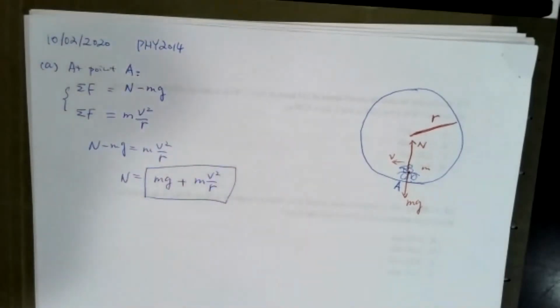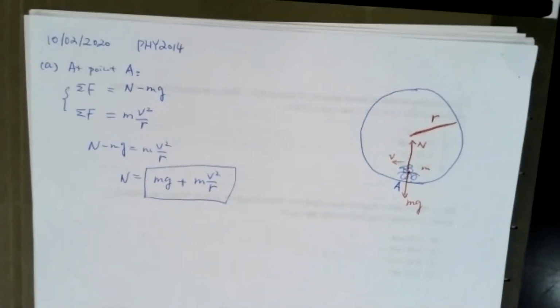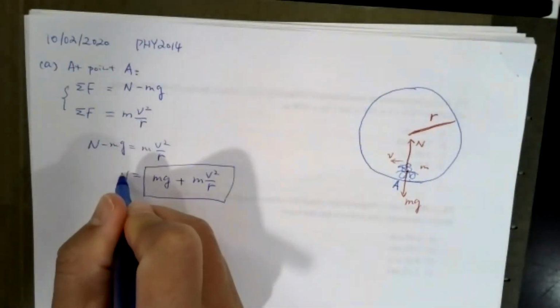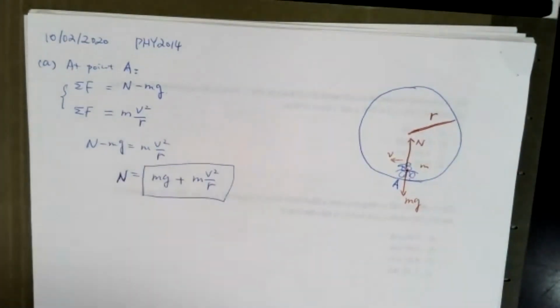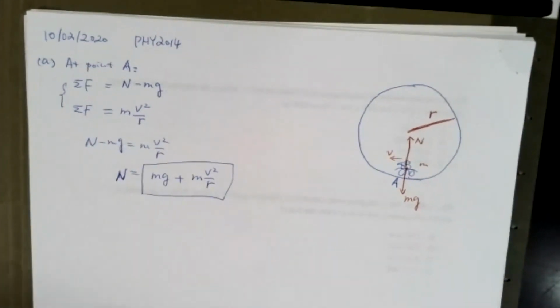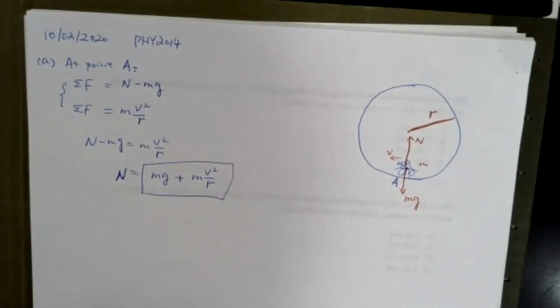Now we are not given any numbers, so you can just express this in an equation like that. Okay, so express N in terms of the other quantities given. All right, so this is A, at point A.